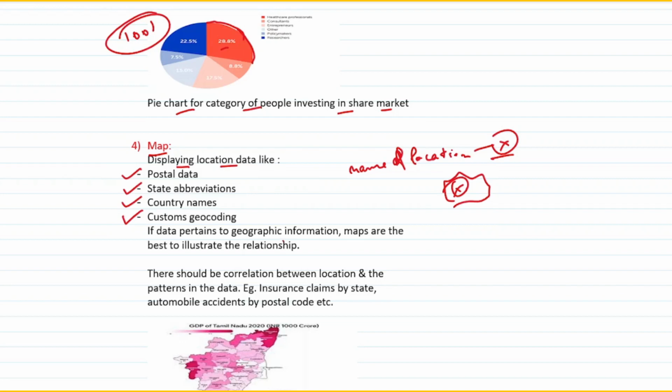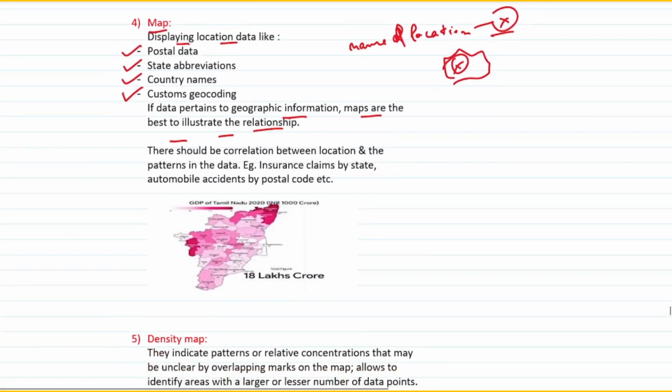If data pertains to geographic information, maps are the best to illustrate the relationship. Anything to do with geographic information, that's very obvious, right? If you have to convey anything geographic in nature, you can primarily do it with a map. That's the best tool for a good visual presentation of data that pertains to geographic information. Please remember that there should be a perfect correlation between two things: the location and the patterns in the data.